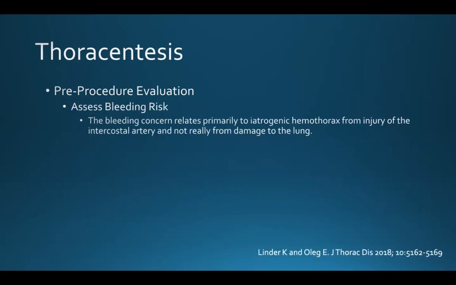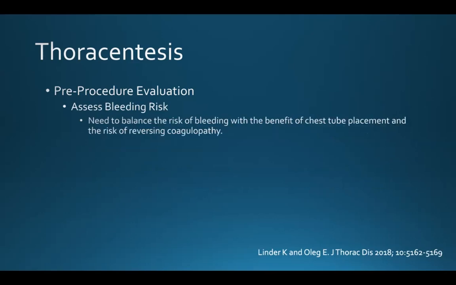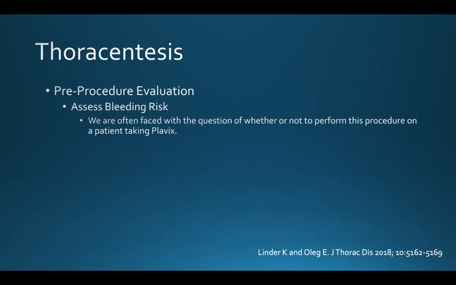The bleeding concern relates primarily to iatrogenic hemothorax from injury of the intercostal artery and not really from damage to the lung. We generally need to balance the risk of bleeding with the benefit of chest tube placement and the risk of reversing coagulopathy. And we are often faced with the question of whether or not to perform this procedure on a patient taking Plavix.